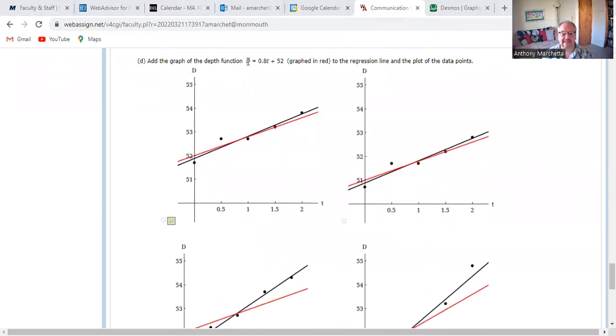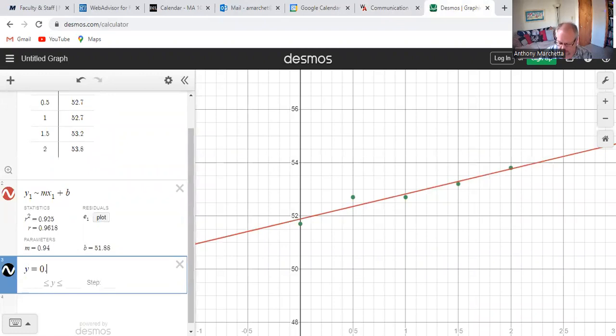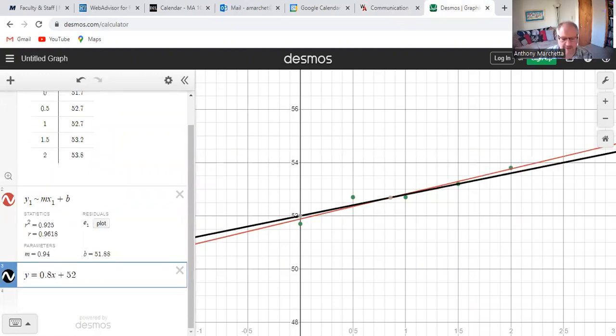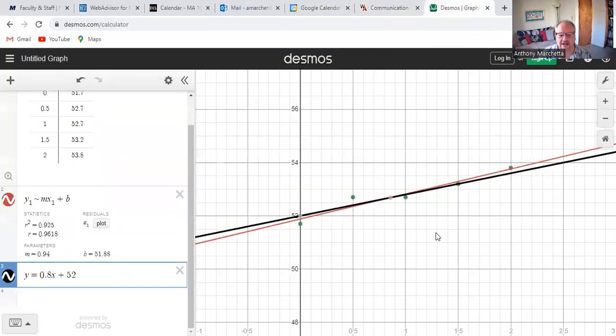See how it says D equals? You're just going to put it as y equals in there. So y equals 0.8x plus 52 right here in a new window. Y equals 0.8x plus 52. Is that what it was? Plus 52? Let me see. Yeah. All right. So now we could see what that looks like in there with it.